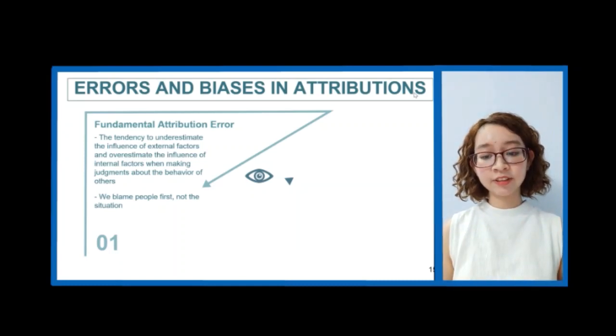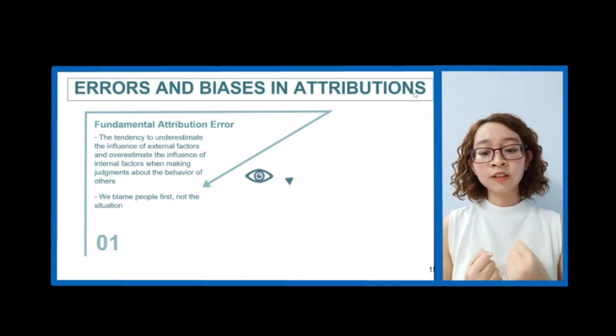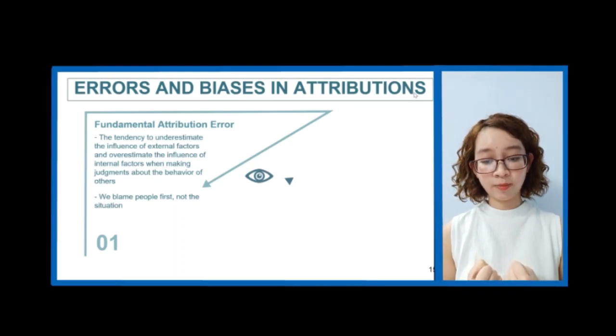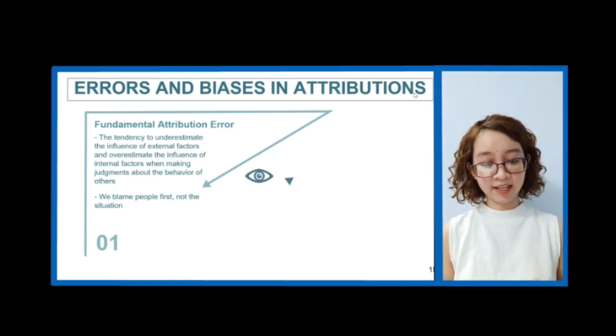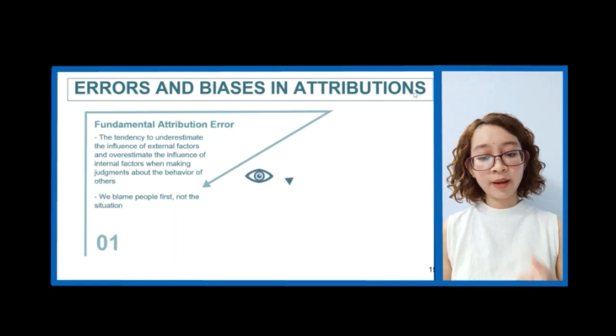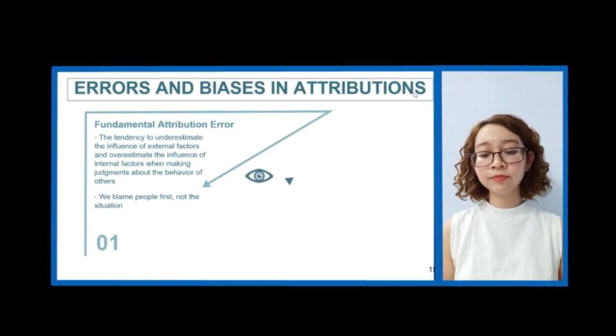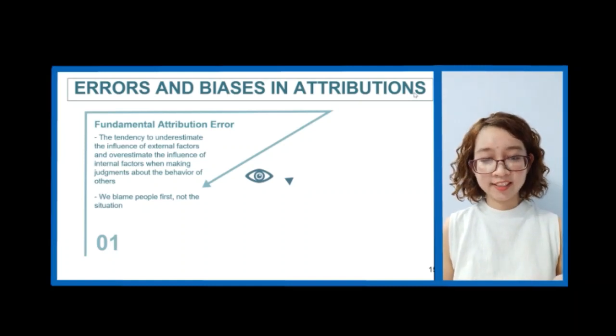The fundamental attribution error is a tendency to underestimate the influence of external factors and overestimate the influence of internal factors when making judgments about the behavior of others. We blame people first, not the situation.